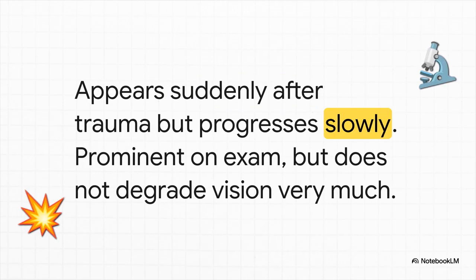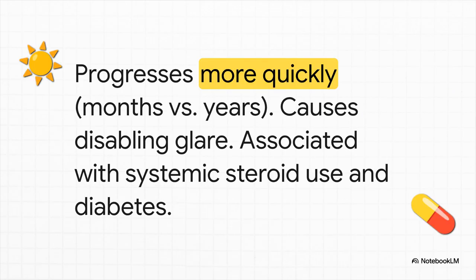Then you've got the cortical cataract. This one has a really classic look on exam. It looks like the spokes on a bicycle wheel, radiating from the outside in. But here's the key thing to remember. They can look super dramatic on your exam, but they often don't mess with the patient's vision as much as you think. And you'll often see these after some kind of eye trauma. And last, but definitely not least, we have the posterior subcapsular type.